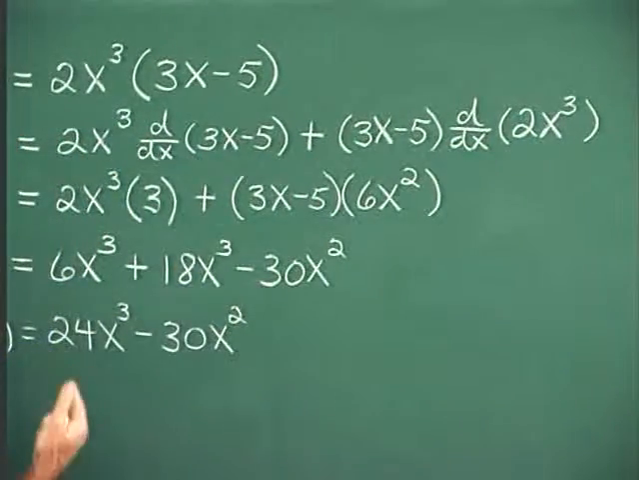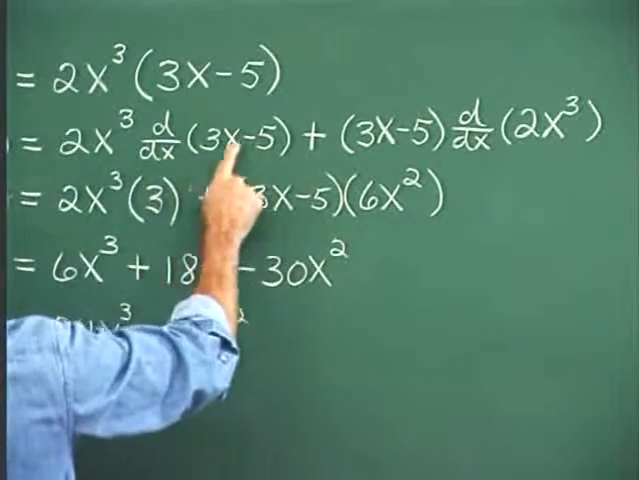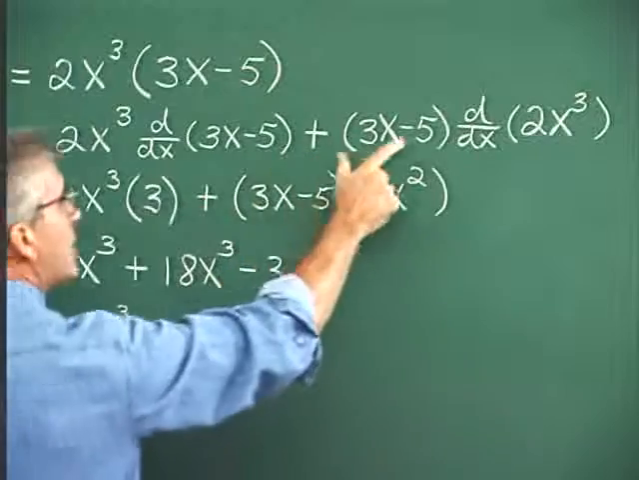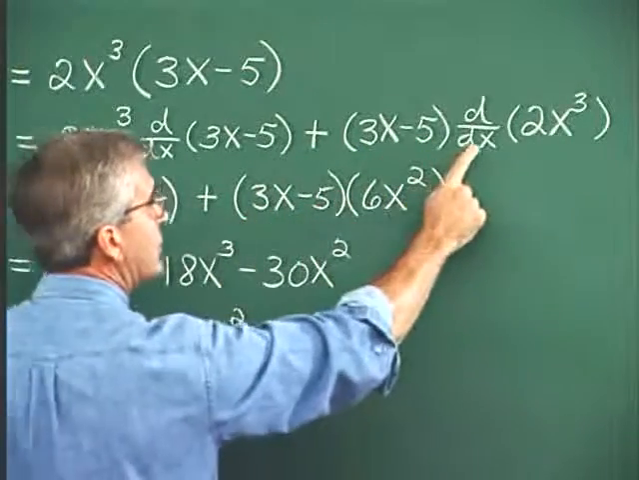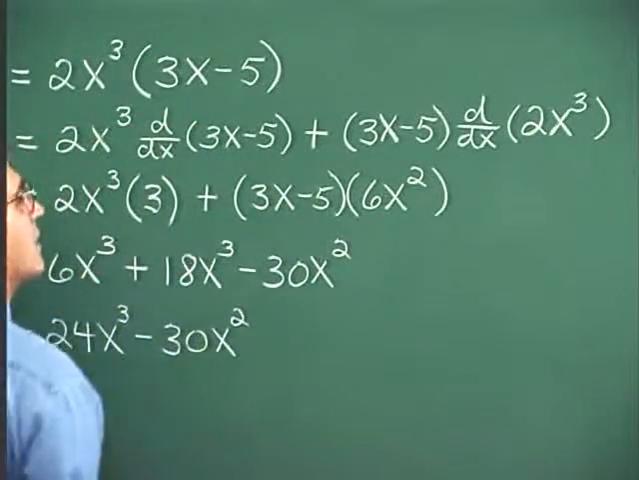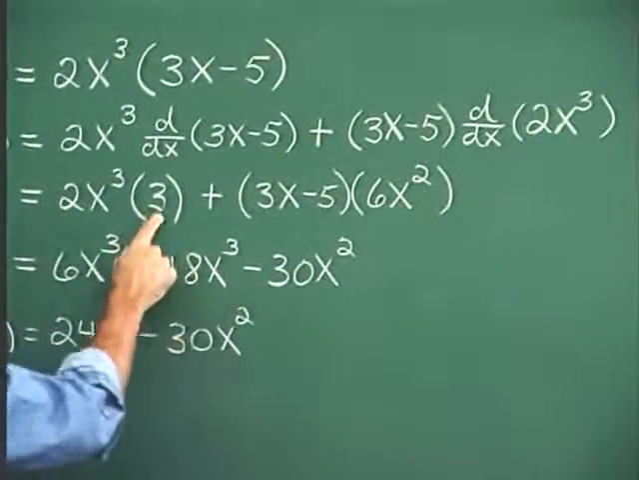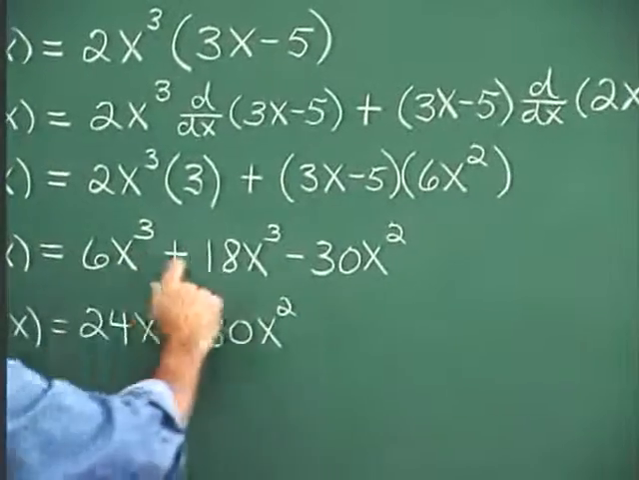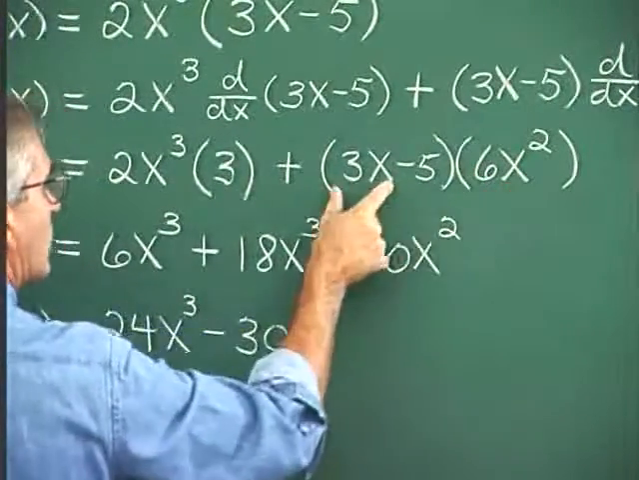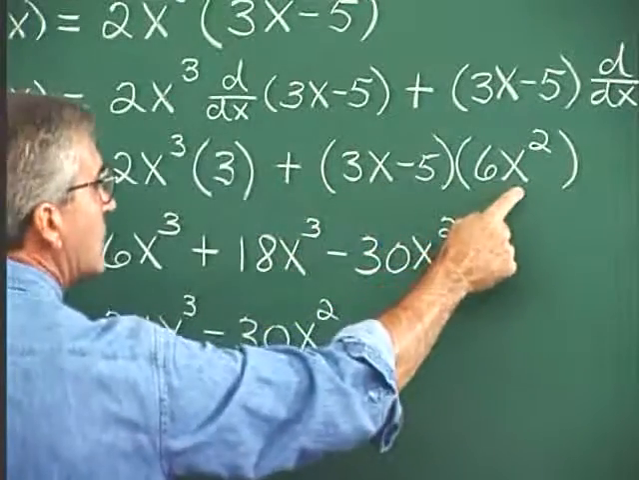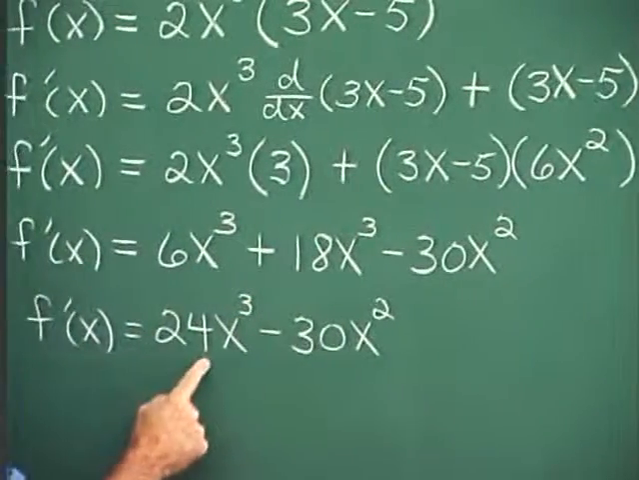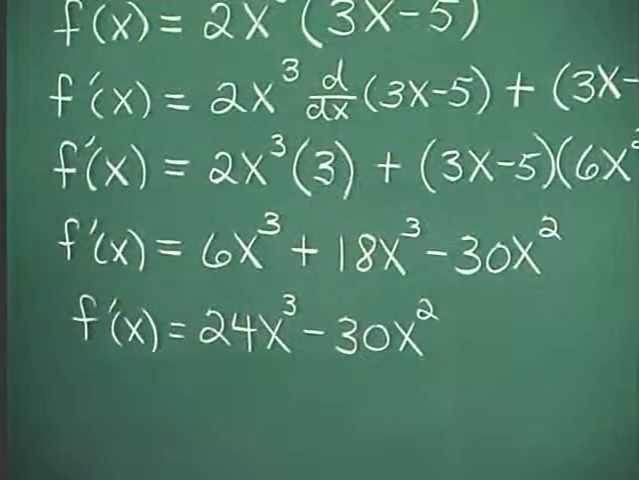What does this mean? Well, let's see. The derivative of 3x minus 5 is simply 3, and we just pop that in. And then over here, bring down the 3x minus 5, and the derivative of 2x cubed is 3 times 2, 6x squared. And now go ahead and expand. 3 times 2x cubed is 6x cubed. 3x minus 5 times 6x squared: 6x squared times 3x is 18x cubed, and 6x squared times minus 5 is minus 30x squared. Collecting the like terms, we get this. So here's our derivative function.